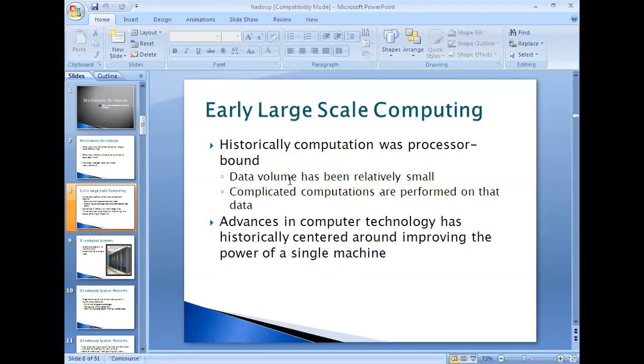The first one is early large scale computing. What we did in the previous cases, before the existence of GFS, is that historical computation was processor bound. We depended on the processor, and always tried to increase the processor capacity to process the data. The data volume was relatively small compared to today's scenario, because Facebook itself today generates 500 terabytes of data per day. Similarly, Twitter and all the social media. So you can imagine.